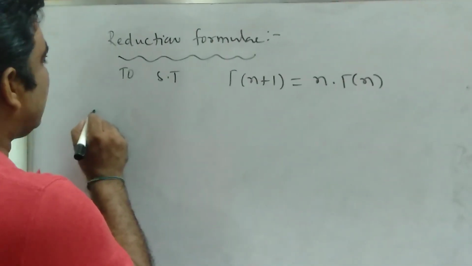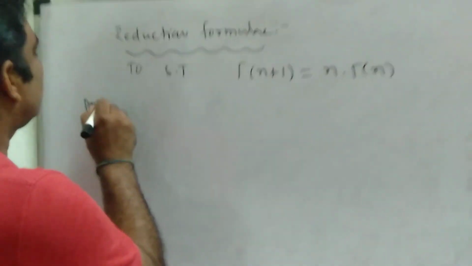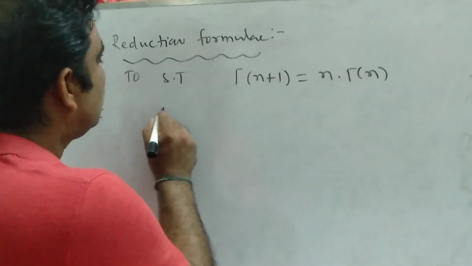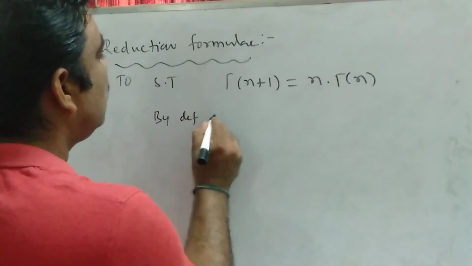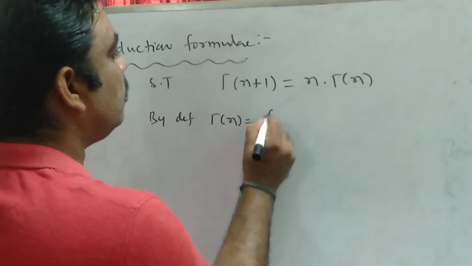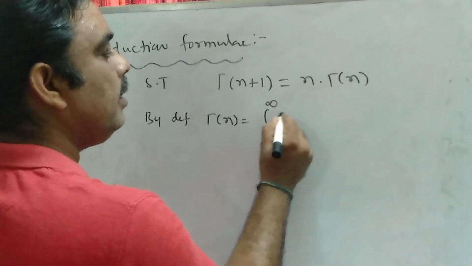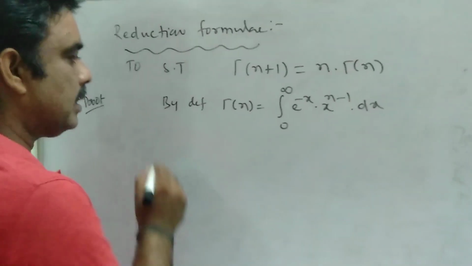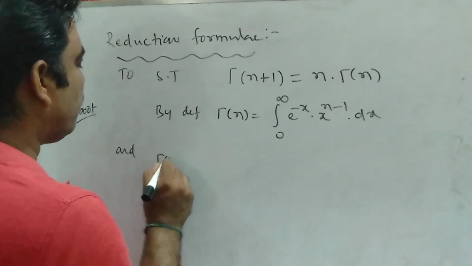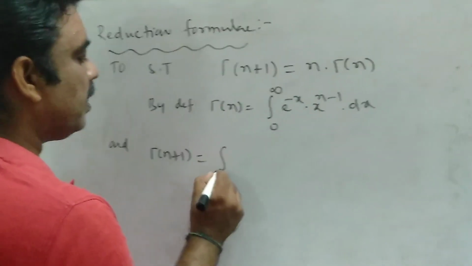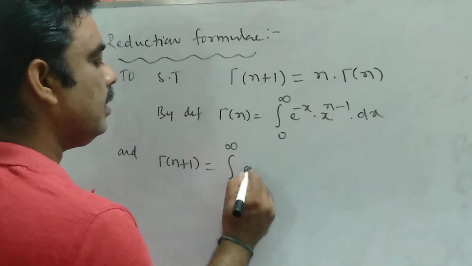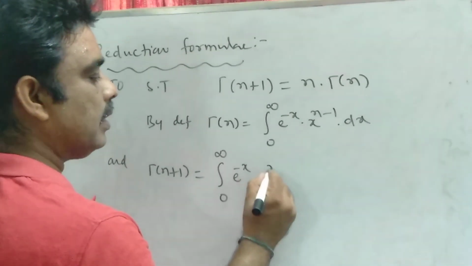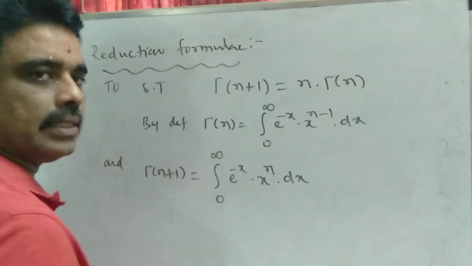So what we know by definition is that gamma of n is equal to integral 0 to infinity e power minus x, x power n minus 1 into dx. And what is gamma of n plus 1? Gamma of n plus 1 is integral 0 to infinity e power minus x, x power n plus 1 minus 1. That means x power n into dx.